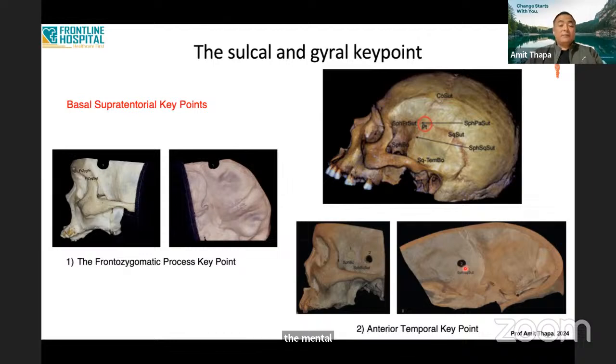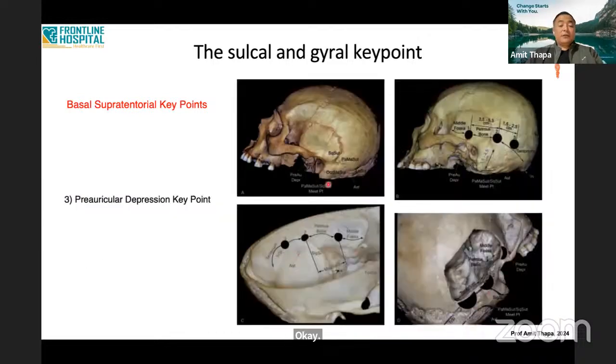Then there's the preauricular depression key point, which is the depression palpable just in front of the tragus. This is the anterior portion of the petrous bone. So a burr hole just above it can actually lead you to the anterior portion of the petrous apex, the petrous bone.